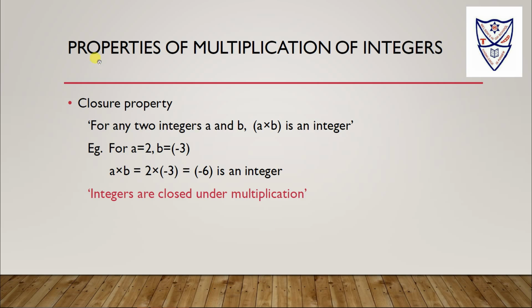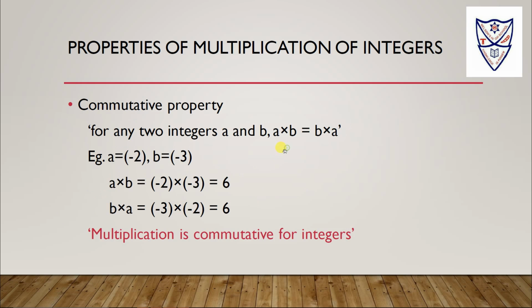Next, now properties of multiplication of integers. Closure property. For any two integers a and b, a multiplied by b is an integer. For example, a is equal to 2 and b is equal to minus 3. A multiplied by b, put the values of a and b: 2 multiplied by minus 3, which is equal to minus 6, and minus 6 is an integer, and therefore we can say that integers are closed under multiplication.